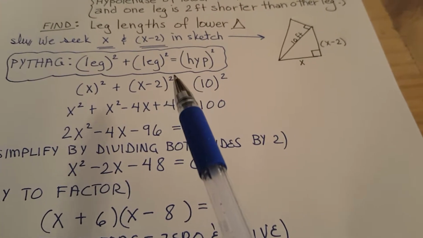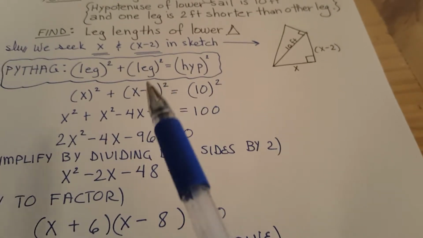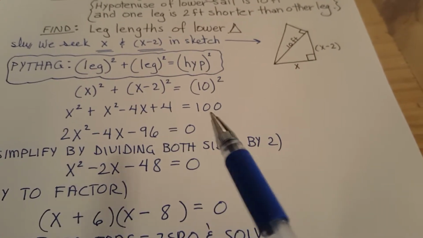You have to FOIL it. You can't not distribute the second power. That's illegal. You have to FOIL it. X minus 2 times X minus 2. FOIL that and get X squared minus 4X plus 4 equals the other side.